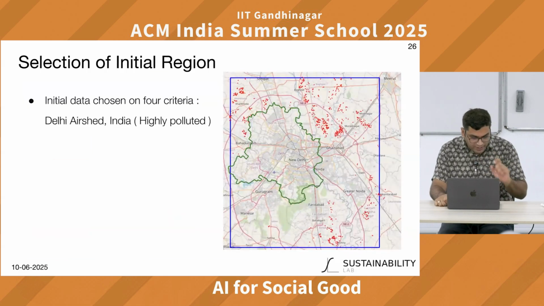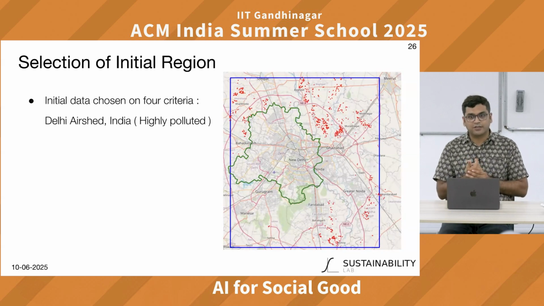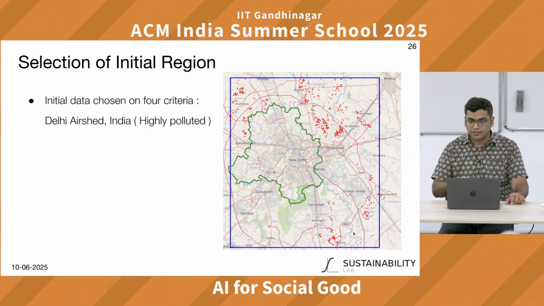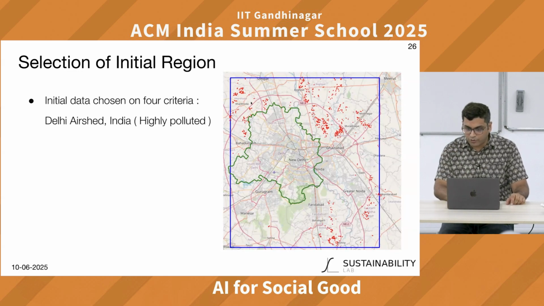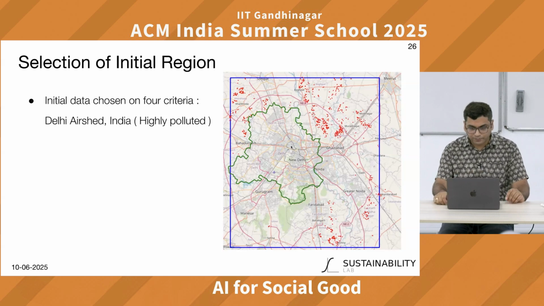So in order to construct the initial training data, we looked at 4 regions. First, we wanted to look at regions which are very polluted. So we looked at the Delhi region. We manually scanned each and every meter in this region and figured out where the kilns are. And naturally, as you'd expect, none of them are in the main city itself, but all of them are in the vicinity of the city.